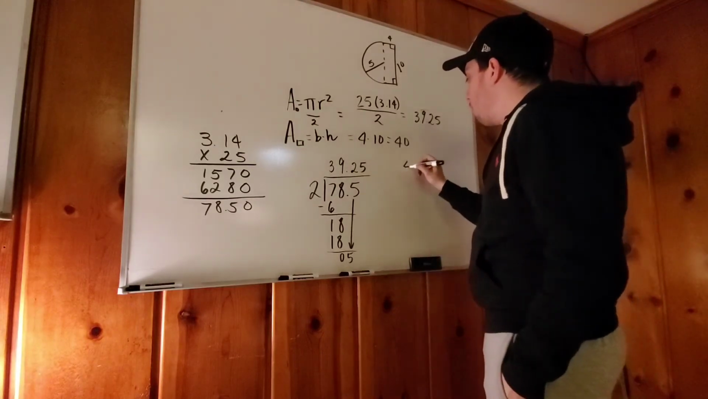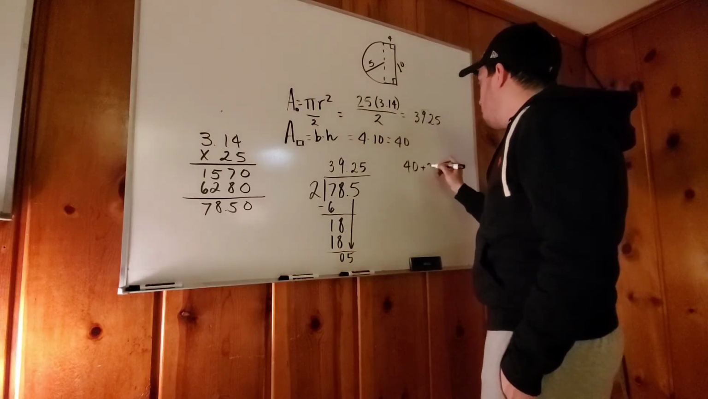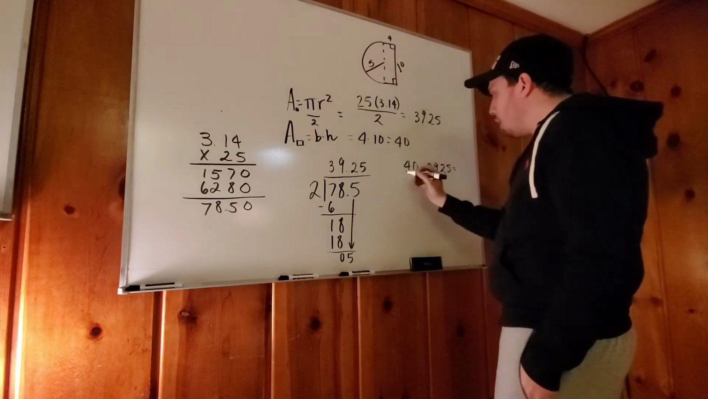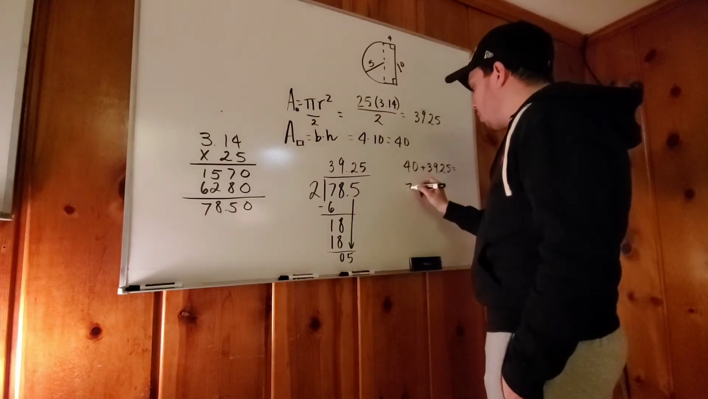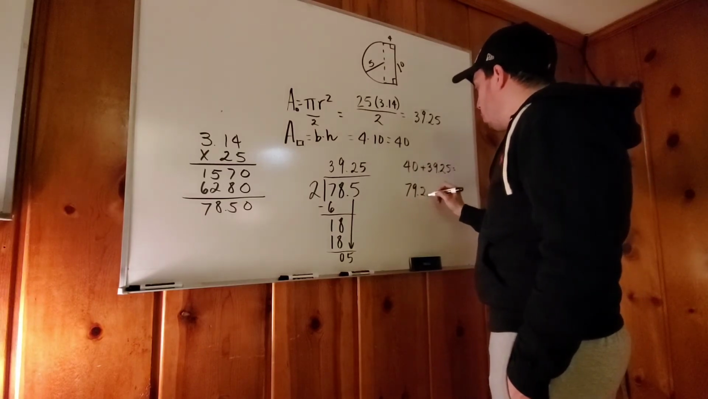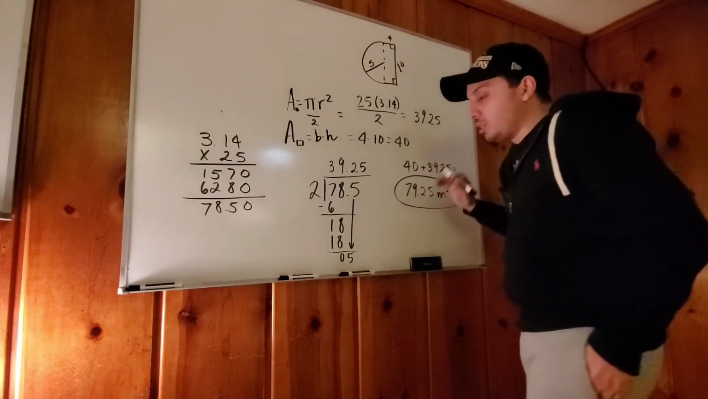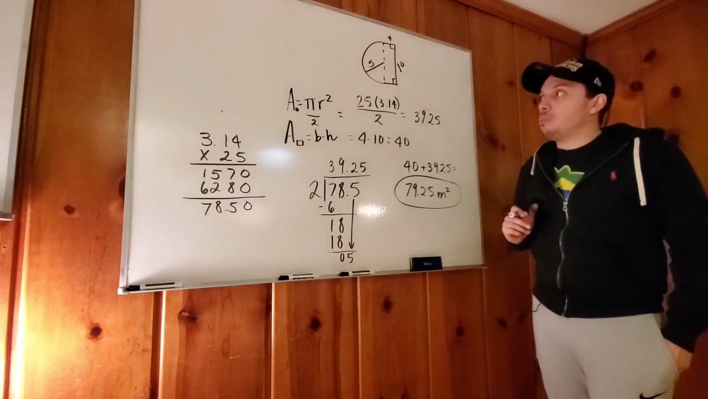So then we have 40 plus 39.25. And that would be a grand total of 79.25 meters squared. Don't forget the units, please. But this is the end of example 2.